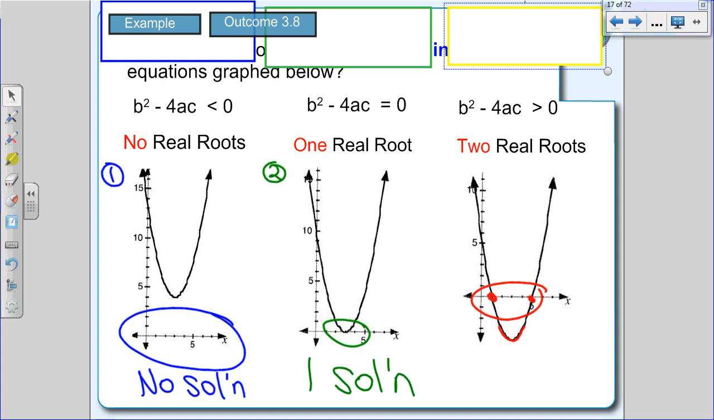If it doesn't touch the x-axis at all, but it does touch the y-axis, what is it called? Is it one solution? The y-intercept is never discussed other than as a c value. So when you talk about solutions, it's only x-intercepts. Y-intercepts don't count as any sort of solution.